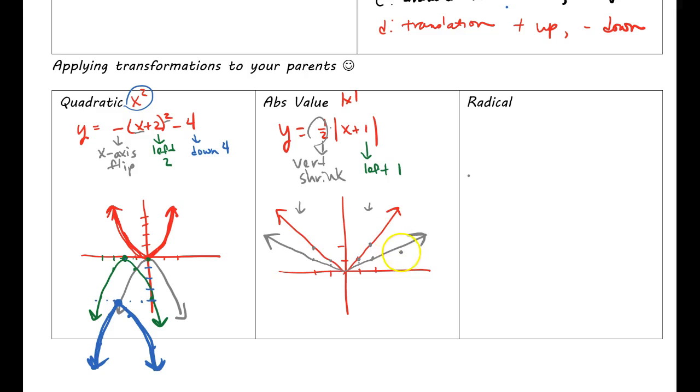So that gets pushed down by half the amount of space that you see, and now it's like a super wide V, okay? And now I finished my vertical shrink. So the only thing left is to take this bad boy and shift it to the left 1. So I'm going to start with my vertex, move it to the left 1, and then I'm going to try to keep that really wide thing going.